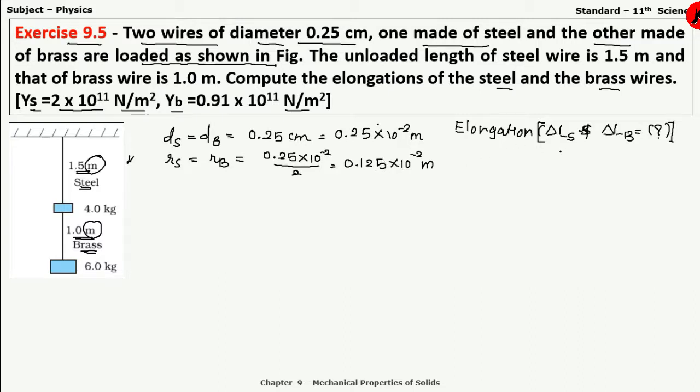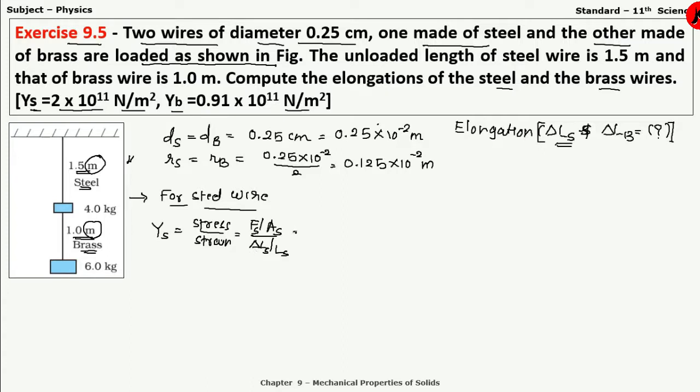Now let's calculate the elongation, particularly for the steel wire. Here we have the Young's modulus for steel wire, so directly write the equation for Young's modulus, which is stress divided by strain. Stress is force per unit area, and strain is delta L by L. For the steel wire: Fs, the force on the steel wire, As, the area of the steel wire, delta Ls, the elongation in the steel wire, and Ls, the length of the steel wire. So this is the equation for Ys.